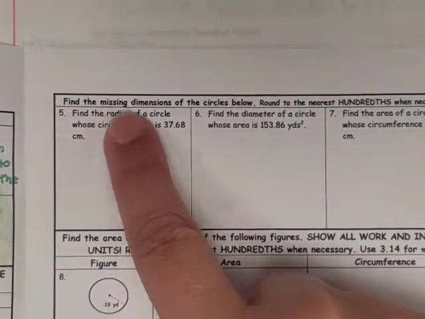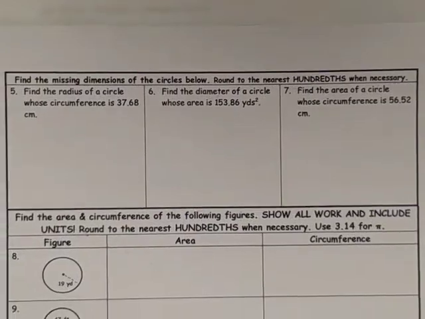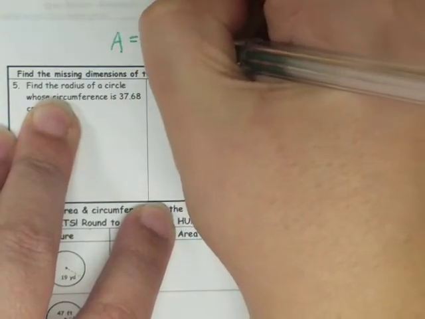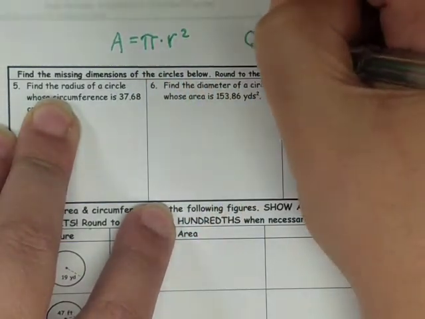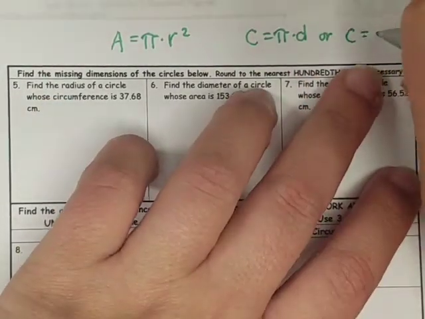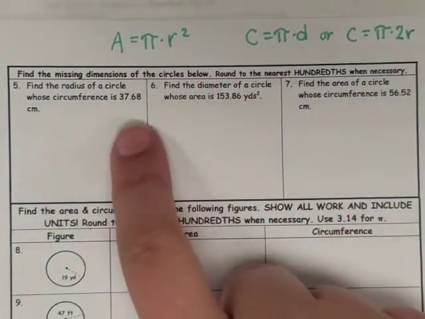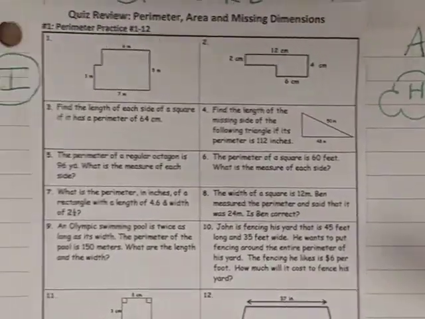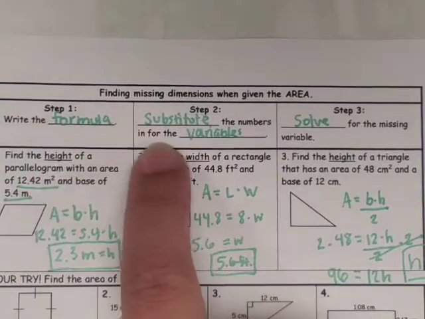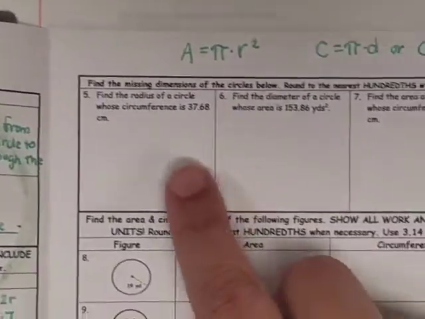All right, over here, finding the missing dimensions of a circle. So remember how we found missing dimensions of our area on our last notes. Same here. So let's write our formulas. Area equals pi times radius squared. Circumference equals pi times diameter, or circumference equals pi times 2 radii. So we're going to use these formulas, and remember the steps go like this, and I'm going to go back to these notes here. So the steps for when they have a missing dimension: write the formula, substitute the numbers in for the variable, solve for the missing variable. So we're going to do the same thing for circles over here.